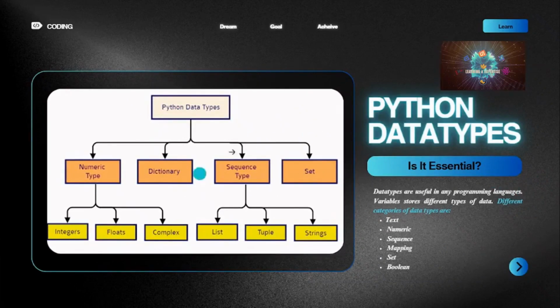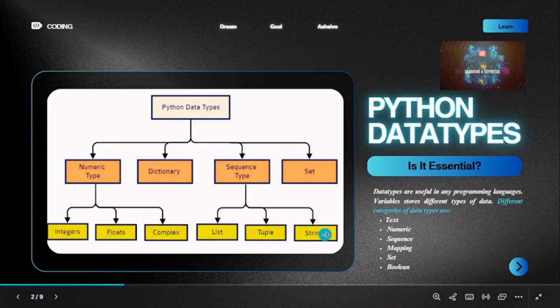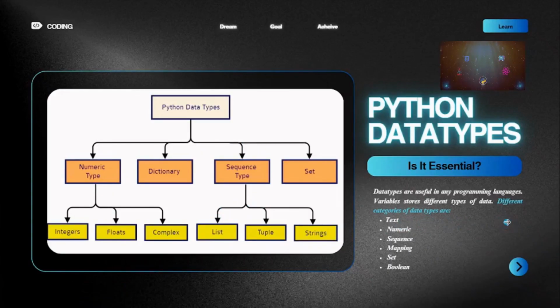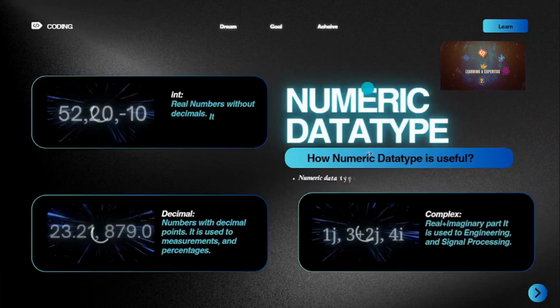Here, this image represents the Python data types. It means the Python data types are classified into 4 types: numeric, dictionary, sequence and set type, where the numeric type and the sequence type are further classified. The numeric type contains integer, float, complex, and the sequence type contains list, tuple and string. In today's session, we will go in detail about these Python data types. First, we will discuss the numeric data type.